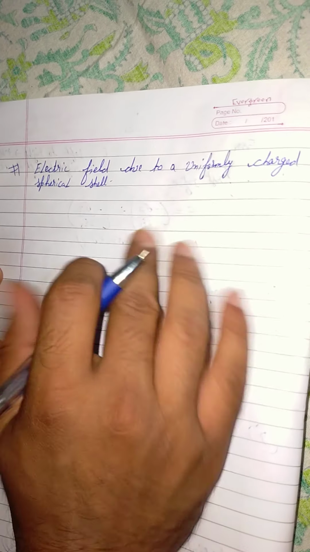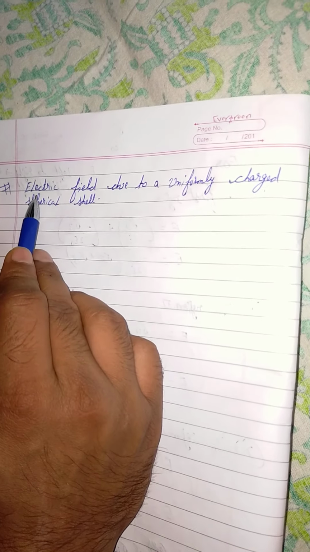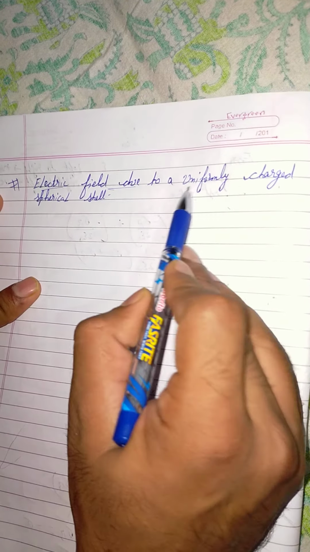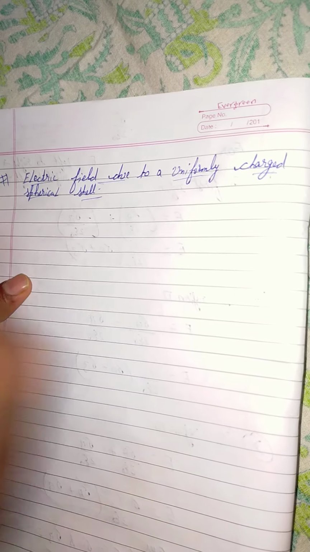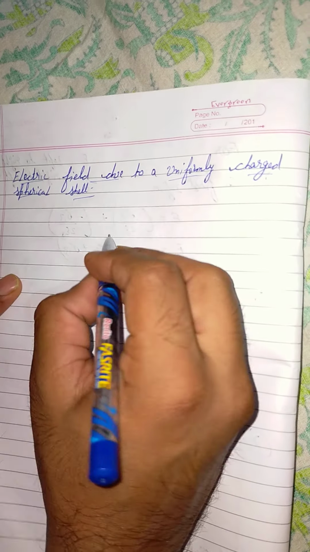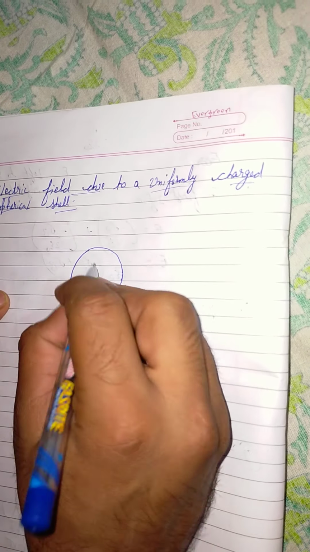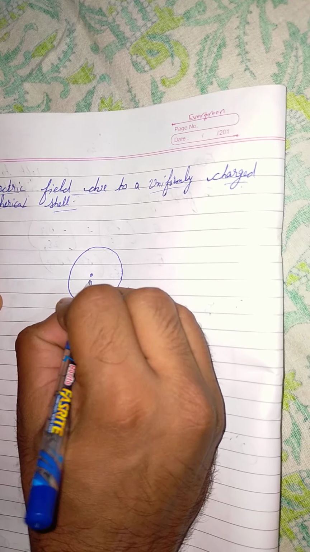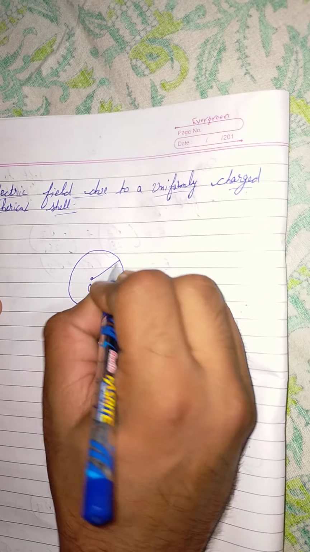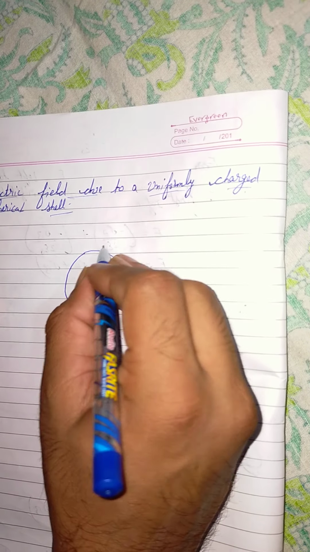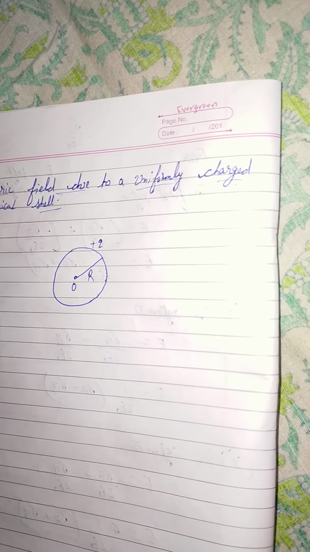Now the next topic is the application of Gauss's law: the electric field due to a uniformly charged spherical shell. Suppose we have taken this spherical shell, and the center of the spherical shell is O, and the distance from the shell to this point is R. The charge on the spherical shell is plus Q.